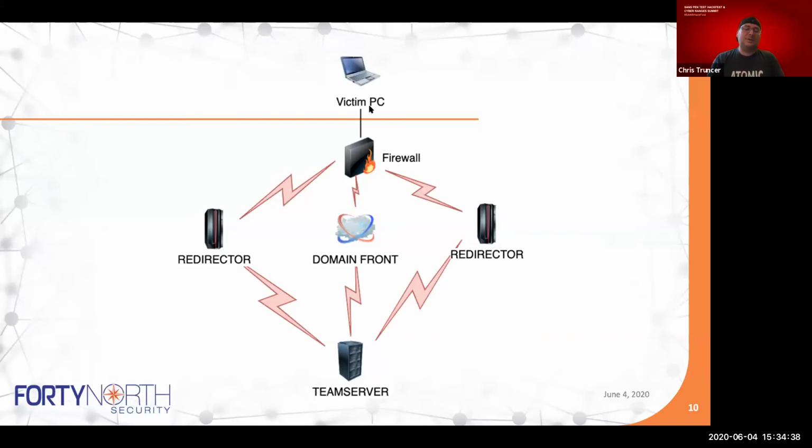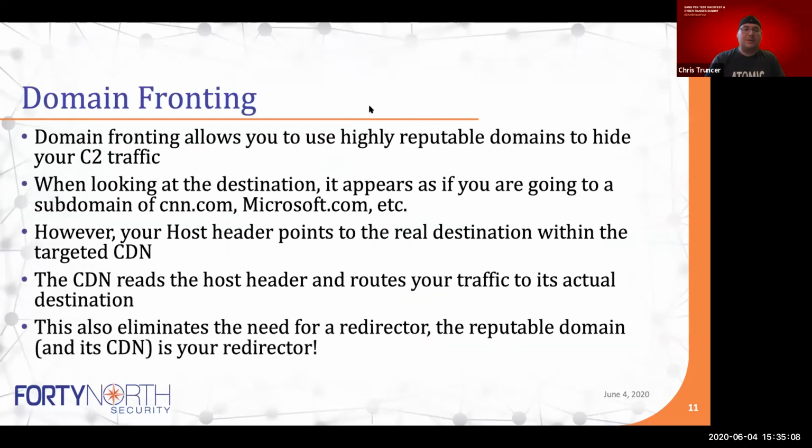Well, that's where the whole concept of domain fronting comes in, where we can leverage a CDN to sneak our traffic out using a high reputation domain that goes to the same CDN we want to use. Once the traffic hits the CDN, rather than going to the legitimate server where it's supposed to go, we want to direct it over to our server, the malicious one where our team server is. We can accomplish that with a CDN through the concept of domain fronting. I have another graphic we'll look at in a second. But long story short, domain fronting allows us to use highly reputable domains to hide our C2 traffic.